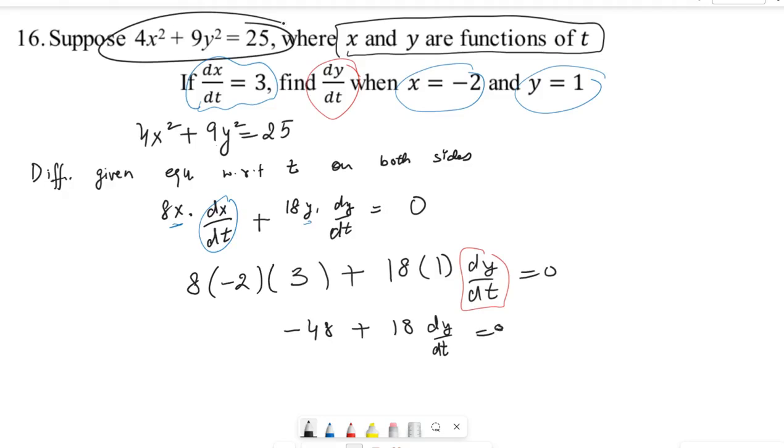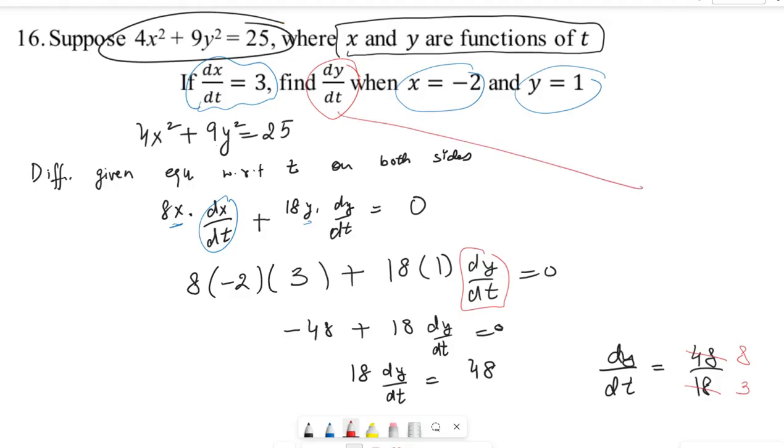I'm going to add 48 both sides. So 18 dy by dt should be equal to 48. So dividing both sides by 18 would be 48 by 18. And they both have a factor of 6 in common, 8 by 3. So the question was to find this. Dy by dt is 8 by 3. That's your answer.